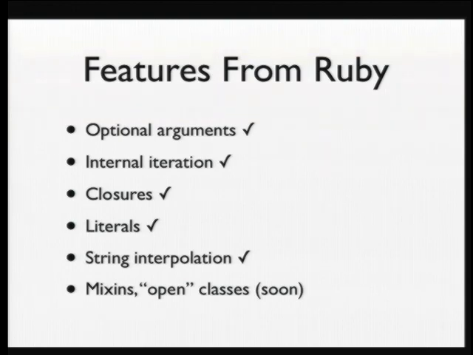So features from Ruby that we do have working. Optional arguments. I can show an example of what that looks like. Basic internal iteration. Closures are functional now. Most of the literal types from Ruby. String interpolation is nice to have. We have plans for things like mix-ins and open classes. Those will be coming along.